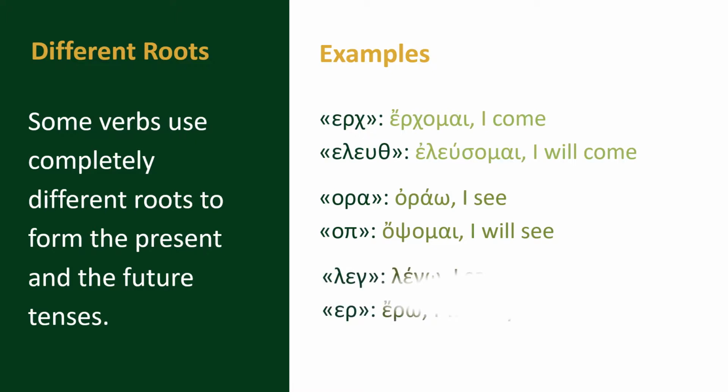One last example, a very common one in the New Testament, the verb lego, I say. The stem obviously is leg and the root is leg. The future, however, is ero, I will say. We can see that the stem and root is er. So the present tense root, leg, and the future tense root, er, are completely different. So some verbs, what we call pattern 2, use completely different roots to form the present and the future tenses.